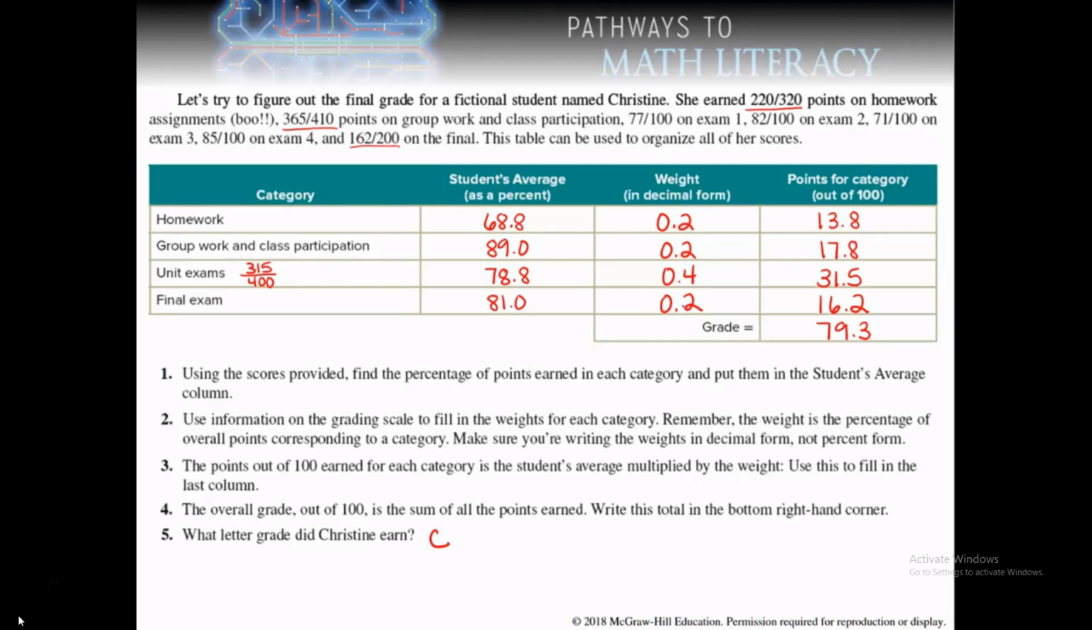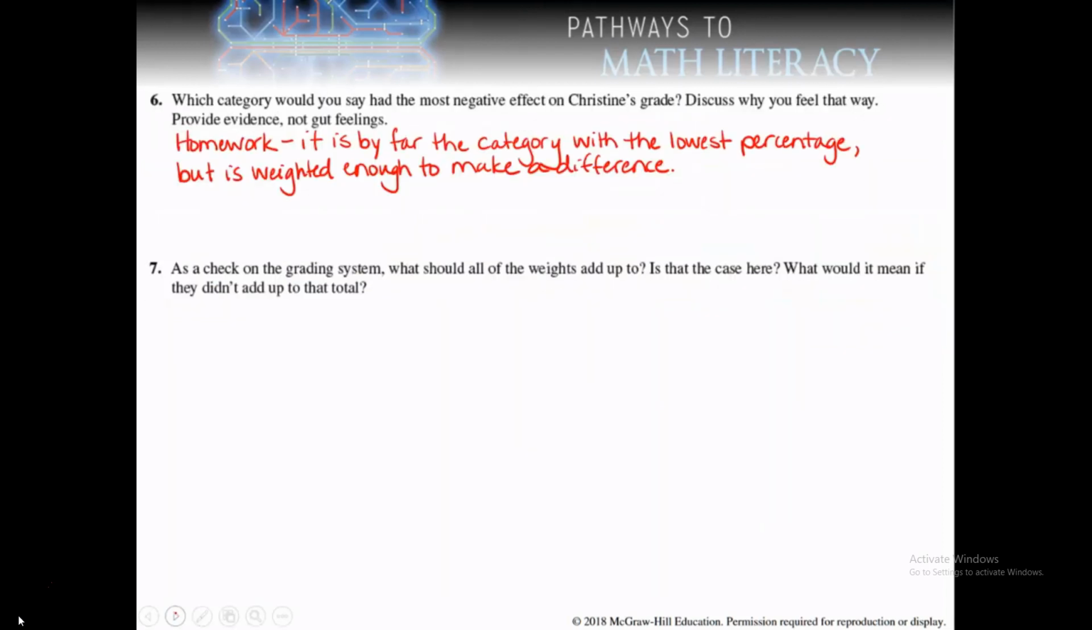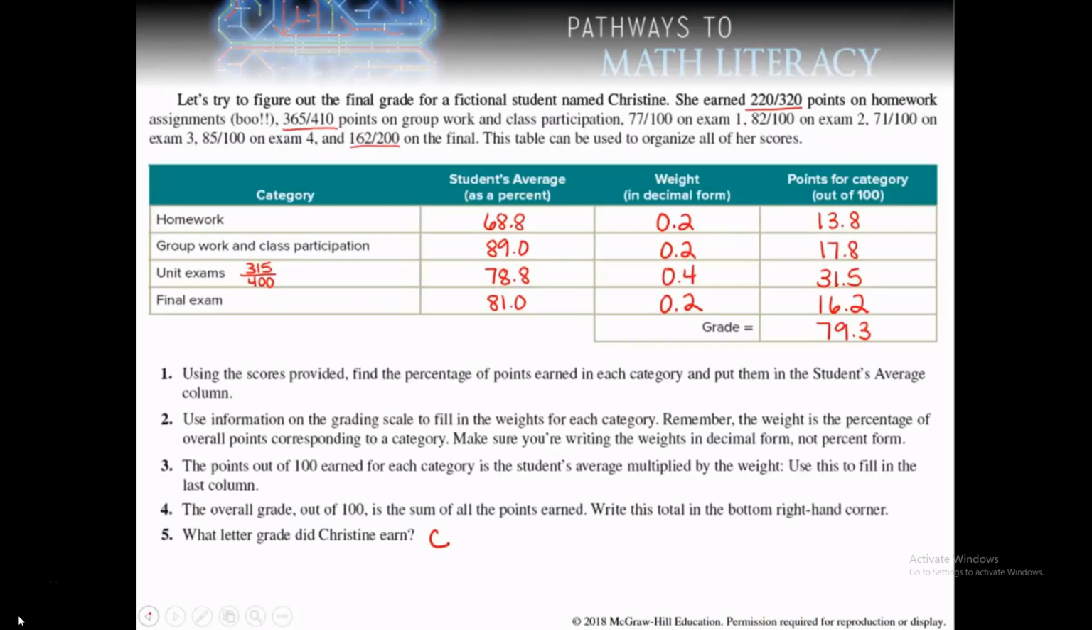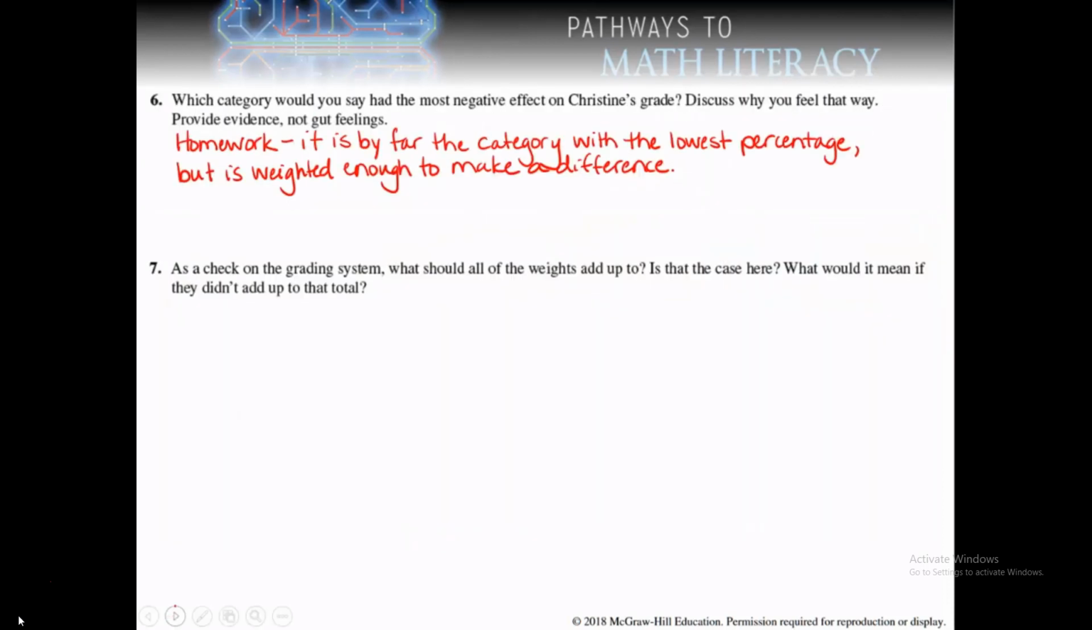In 7, as a check, what should all of the weights add up to? Well, all of the categories should add up to 100%, or in this case, since we wrote them as decimals, they should add up to 1. And they do. What would it mean if they didn't? Well, that would mean that you either have a category missing or you have some sort of mistake in your weights.